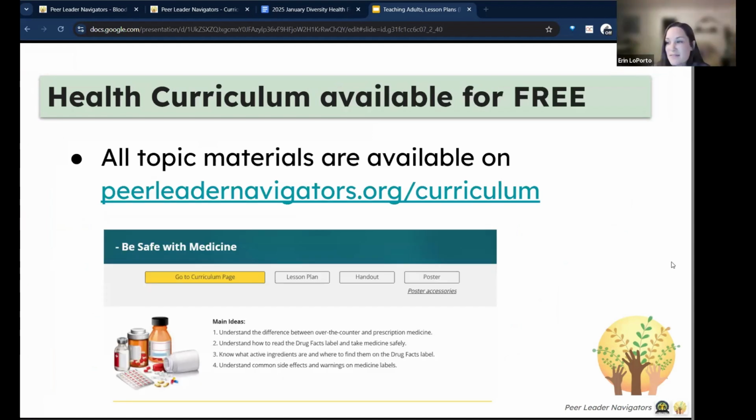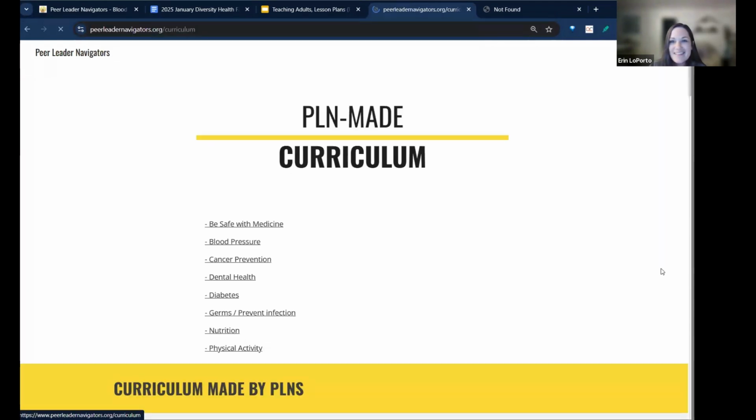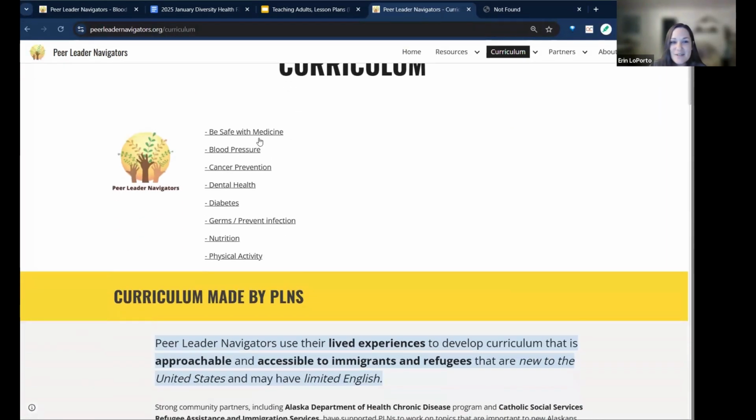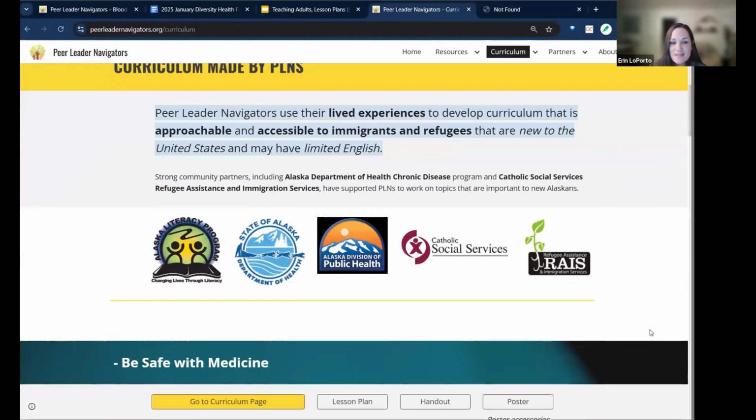All of this curriculum is available for free on our website, peerleadernavigators.org/curriculum. And as Rain said, this is really here for educators. It is designed like a curriculum, like someone who is going to read about the lesson first. At peerleadernavigators.org/curriculum, you can see all of our topics here, and a little bit about the development.